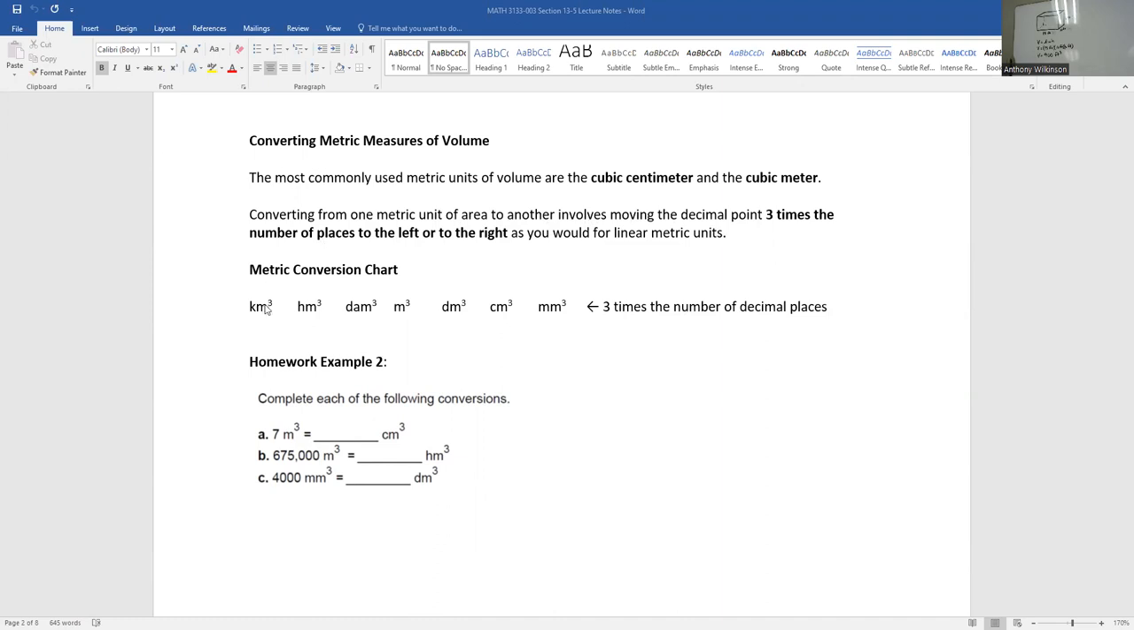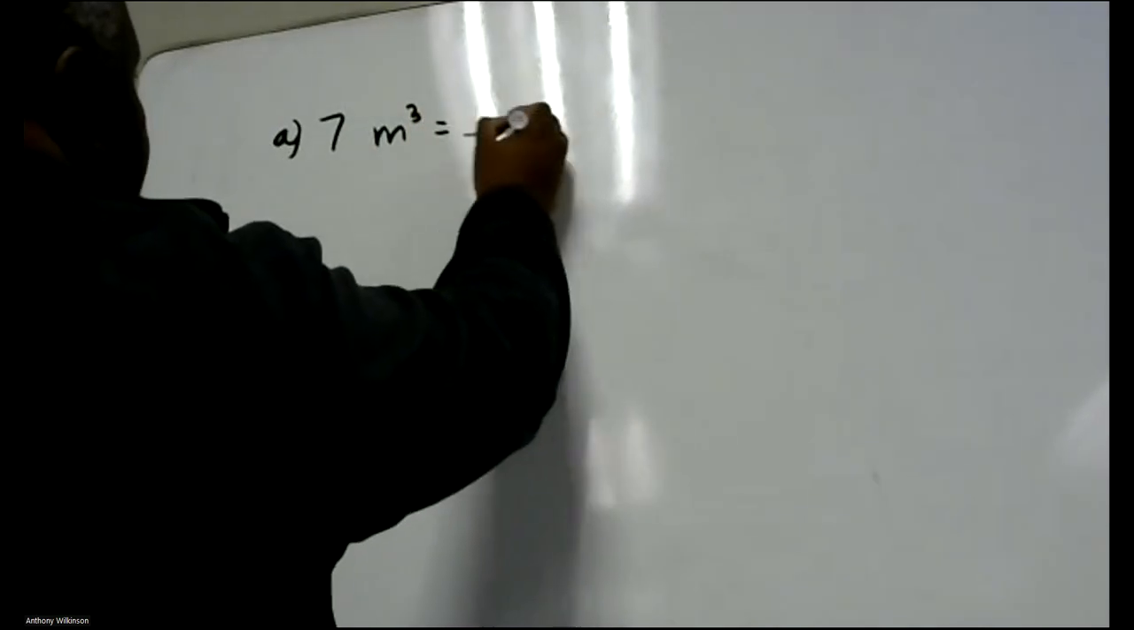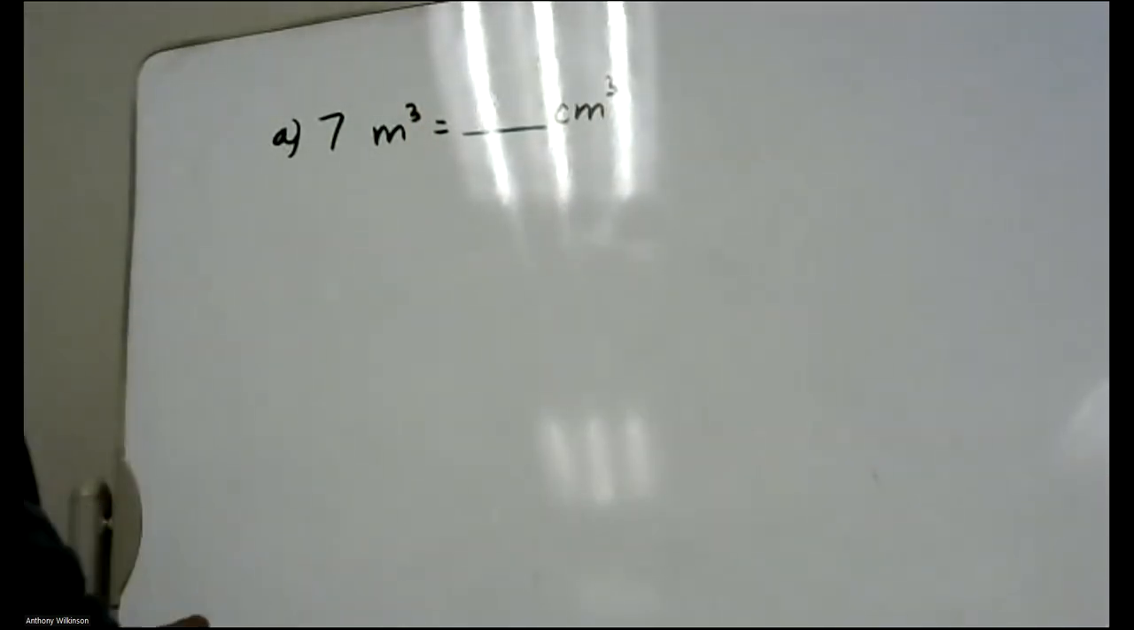So when you see cubic units, it's going to be three times the number of decimal places. Like in this case, we have 7 cubic meters, part A, and we want to convert that to cubic centimeters. How many cubic centimeters would that be?